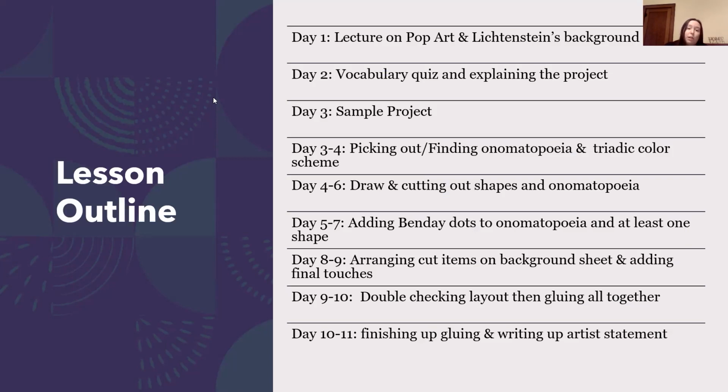Day 3 and 4 is them picking out and finding an onomatopoeia in a triadic color scheme. Days 4 and 6 are drawing and cutting out shapes and an onomatopoeia. Days 5 and 7 are adding Ben-Day dots to an onomatopoeia in at least one shape. Days 8 and 9 are arranging cutout items on the background sheet and adding final touches. Days 9 through 10 are double checking the layout and then gluing it all together.